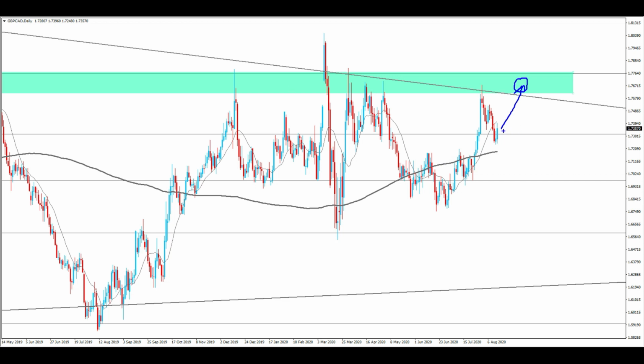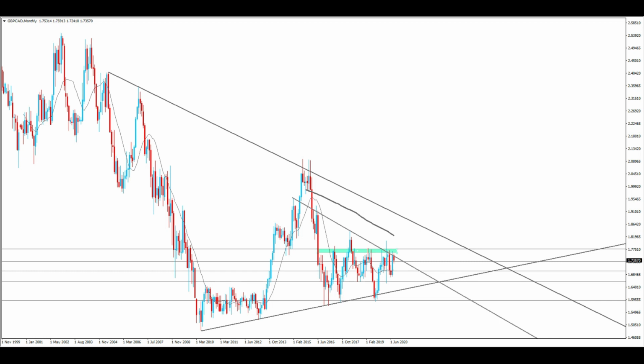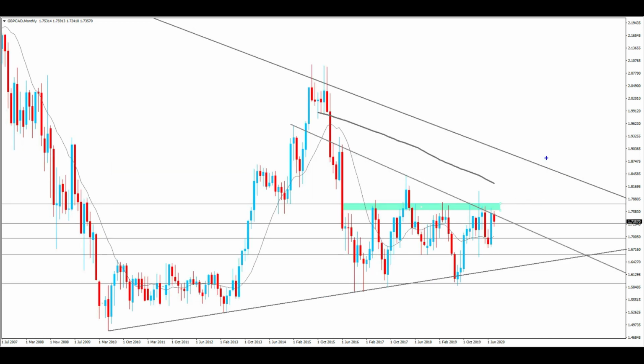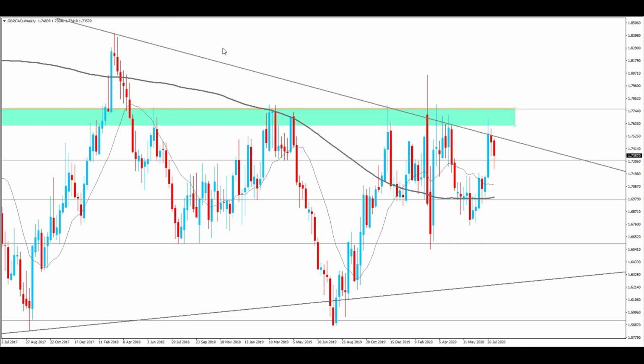And if we do get a break through this area in the market, and of course that weekly trend line as well, we could be seeing a larger move for GBP CAD to the upside and go and test the monthly trend line out here. But again, we're at a trend line, we're at some resistance. We're expecting price to hold there and have a move to the downside.